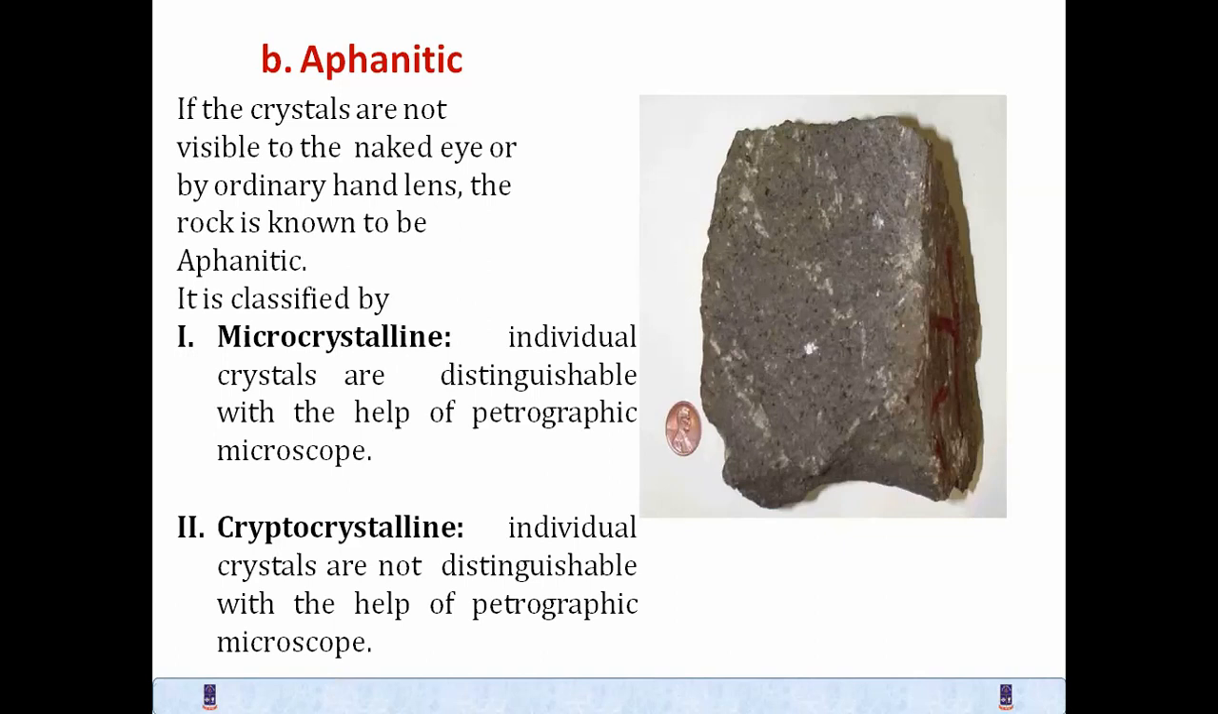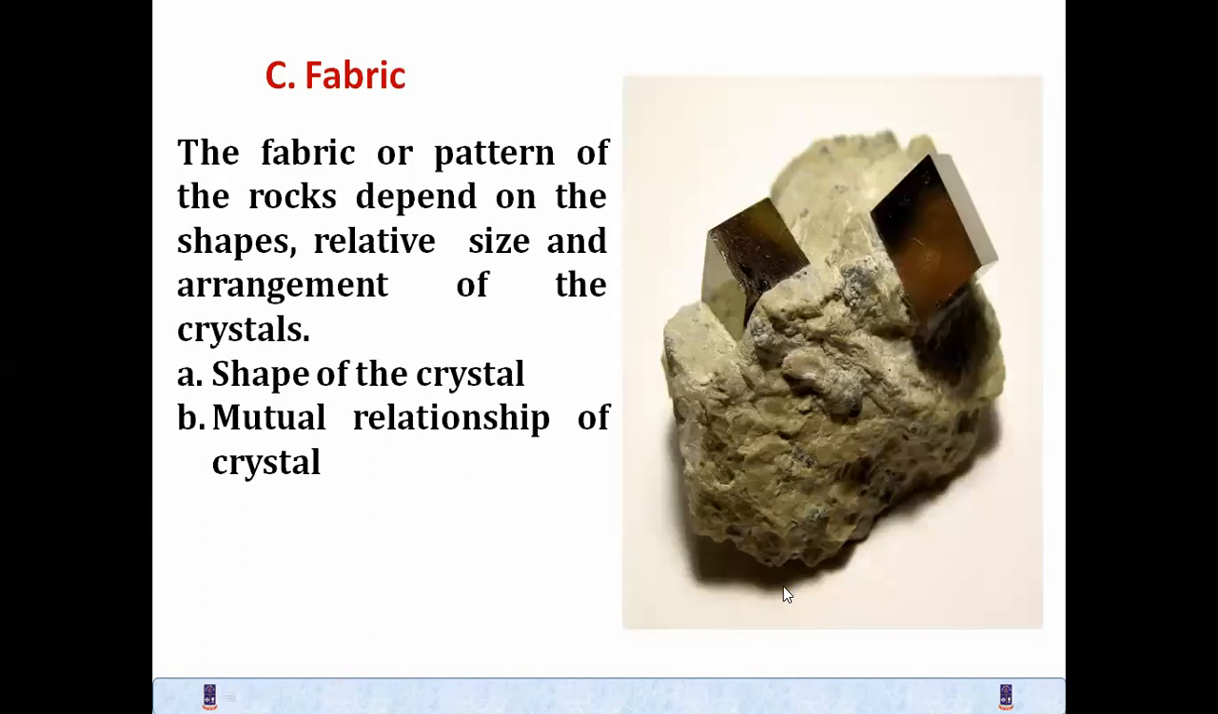So such a type of texture or rock is considered a cryptocrystalline rock, where you can't identify the minerals under the microscope also. Okay, so these are the two types of the aphanitic texture. Third one is the fabric. This is another term related with the size.